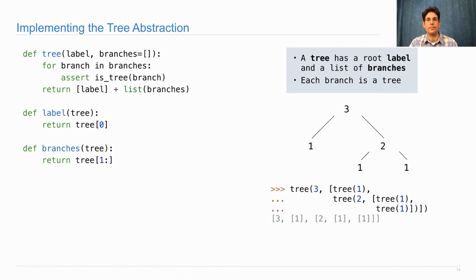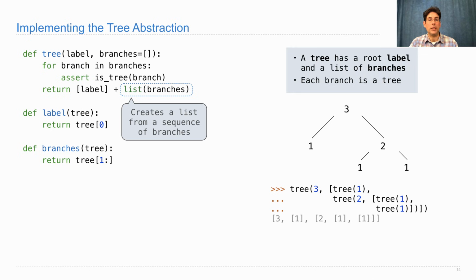That's part of the abstraction, and my code is going to make sure that I obey that abstraction as I construct the tree. I'm also going to call list on branches instead of just saying label in a list plus branches, in order to make sure that if I pass in some other kind of sequence, it gets converted to a list before adding to another list. So these two lines are really just there to verify that the tree definition is being respected within the body of whatever program I write.